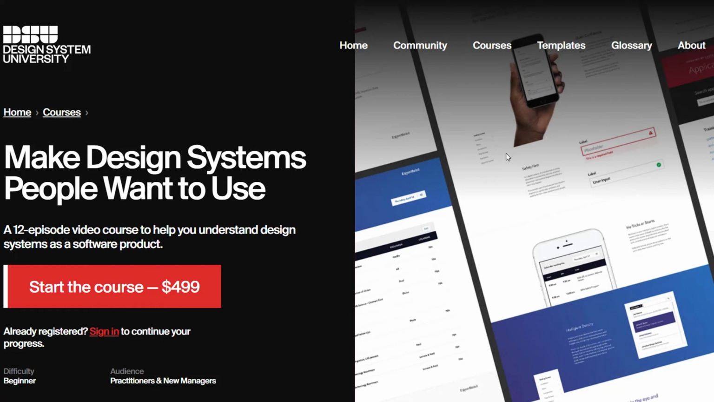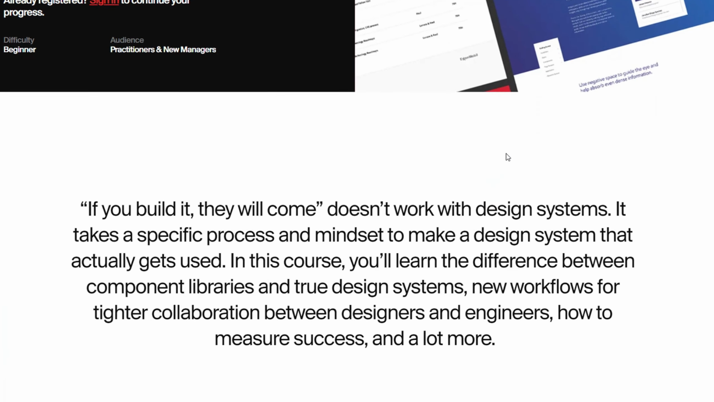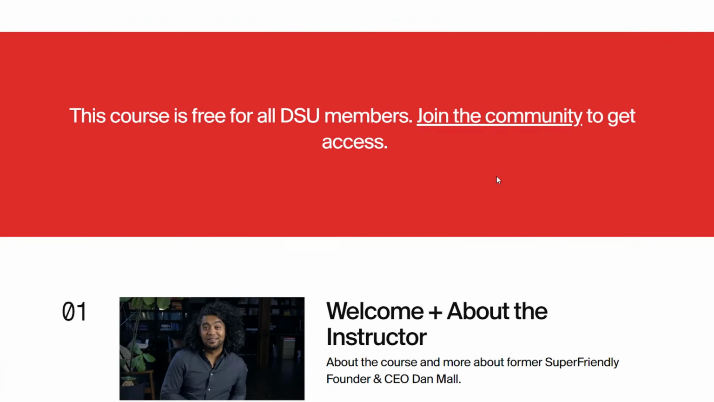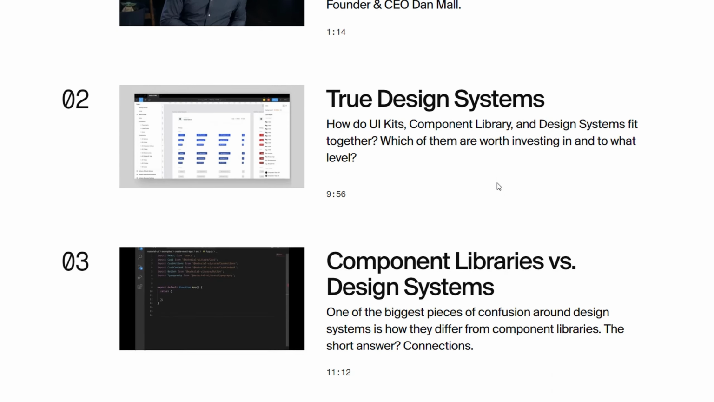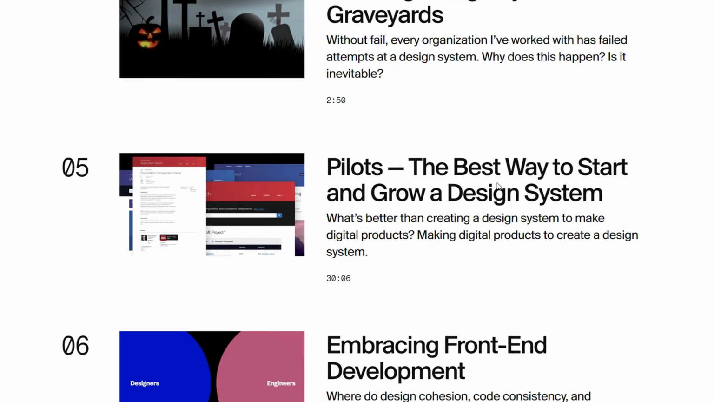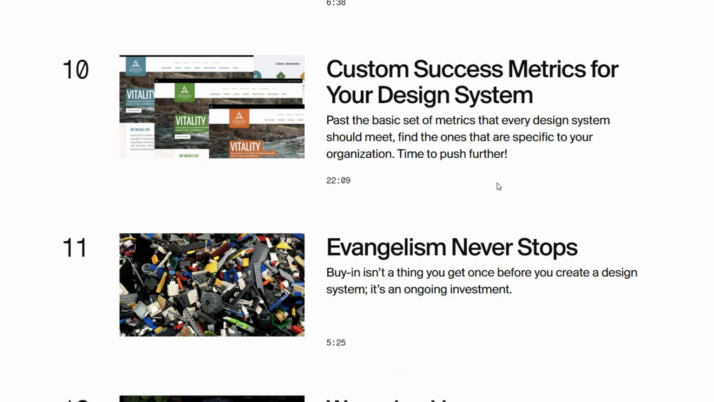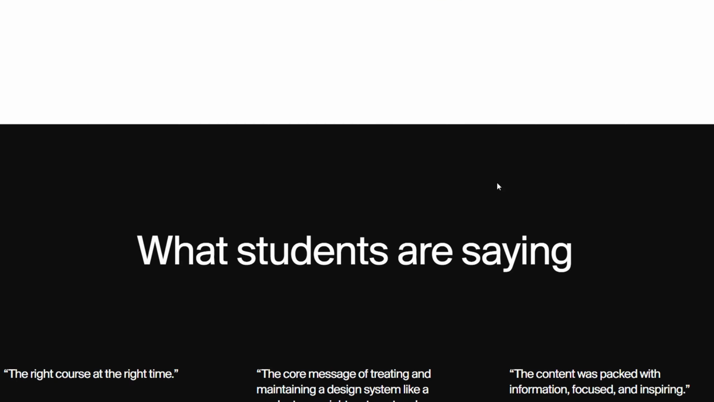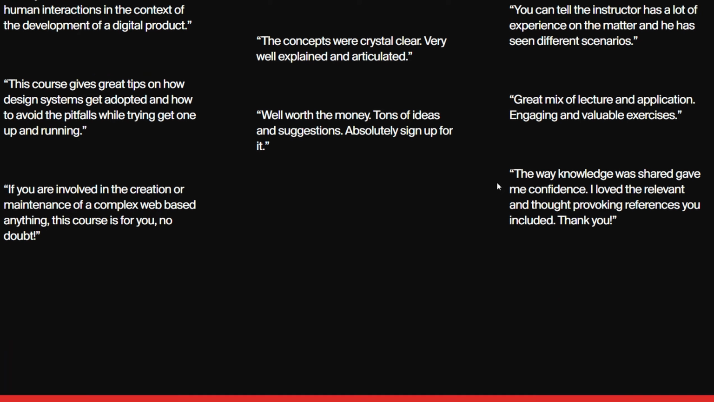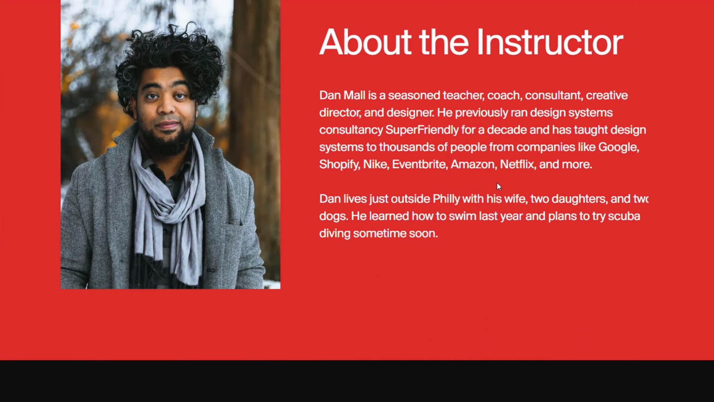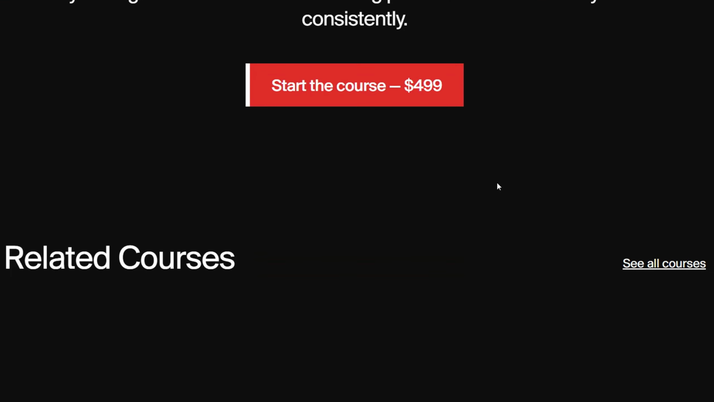08. Staffing a design system team. Real talk about what a mature design system team looks like and how much money it takes to sustain it year to year. 09. Standard design system success metrics. How do you know if your design system is working like it's supposed to? This episode covers some basic metrics every design system should be tuned to.